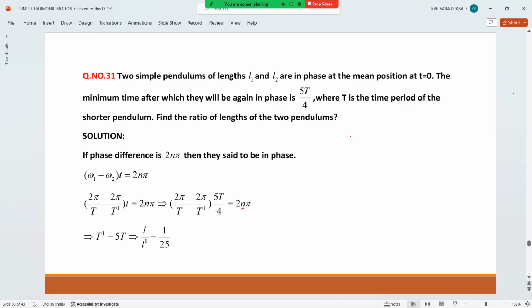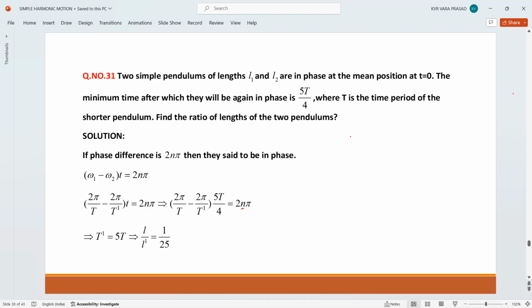Hi students, in this lecture we are going to discuss some more problems. Let us see the first one. Two simple pendulums of lengths L1 and L2 are in phase at the mean position at t equal to 0. The minimum time after which they will be again in phase is 5T by 4, and T is the time period of the shorter pendulum. Find the ratio of lengths of the two pendulums.